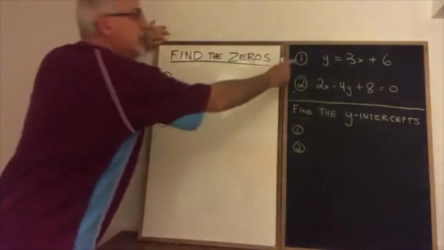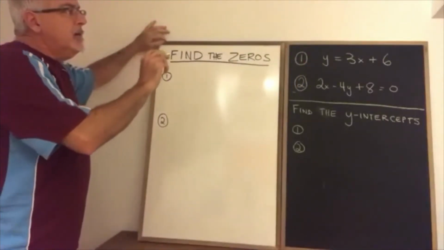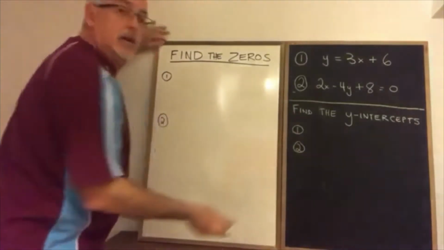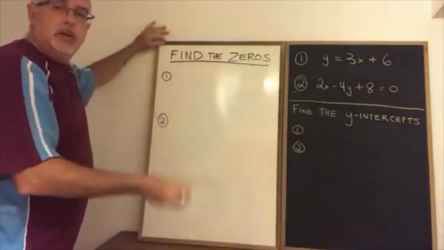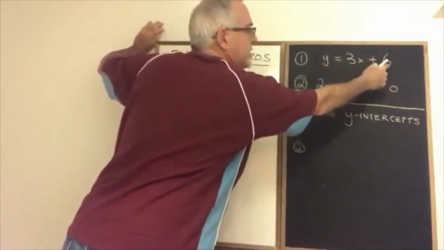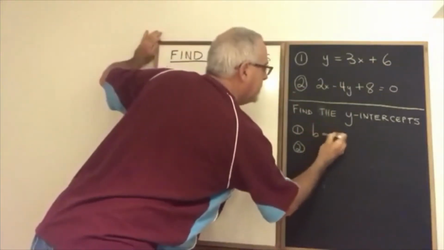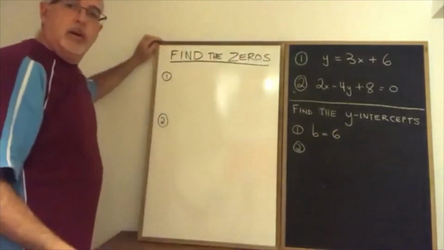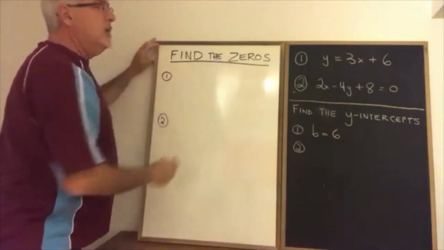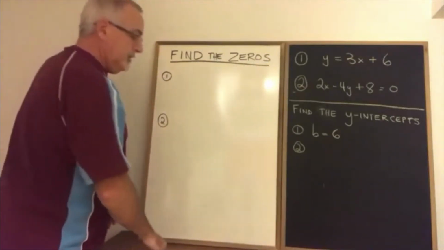We're going to start with equation 1 and see that the y equals ax plus b form is extremely useful for finding the y-intercept because the b in that form is the y-intercept. Therefore, since this equation is already written in that form, I can see that my b is 6. And I have found the y-intercept just like that. Very useful. But to find the zero for equation 1, there's a little bit more work involved.